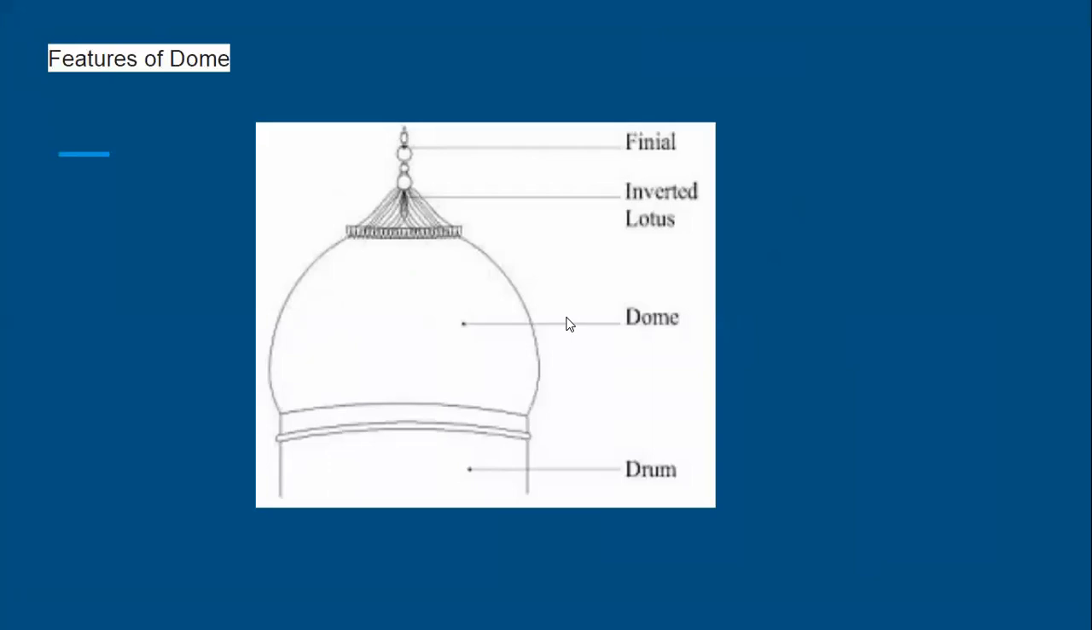Then the next important structure under this arcuate form is the dome. So when we talk about the dome, this is the dome, the spherical structure. On the dome, we find an inverted lotus. You can see over here an inverted lotus-like structure, and then the decorative element. Usually in Hindu temples we see a kalash, but here, instead of that, we have a finial. So this is called a finial, and this is an inverted lotus.